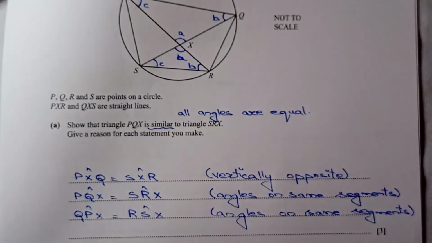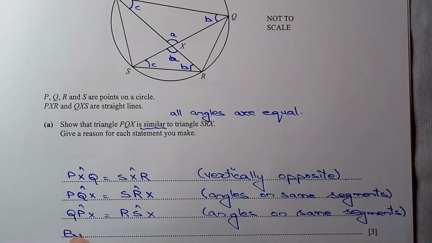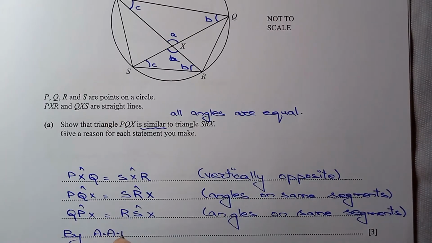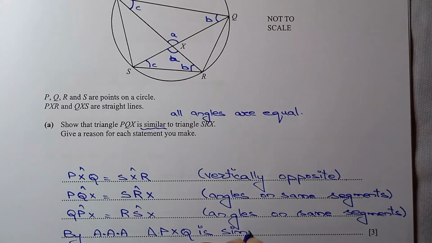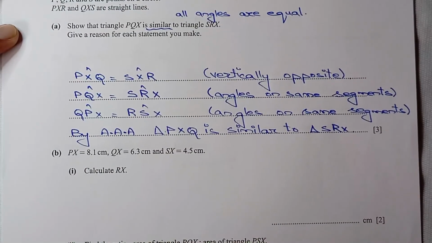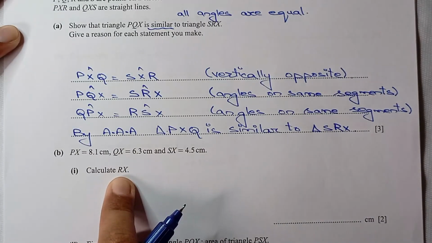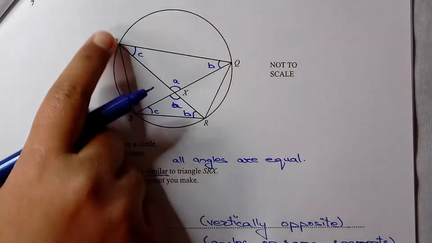Okay, so by using the angle postulate, triangle PXQ is similar to triangle SRX, right? Okay, now moving to the B part, PX, QX and SX are given. We need to calculate RX. Okay, so PX is, this is PX.